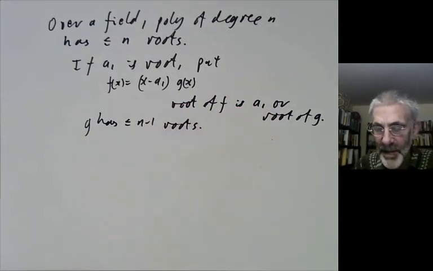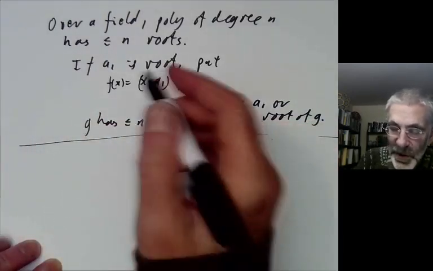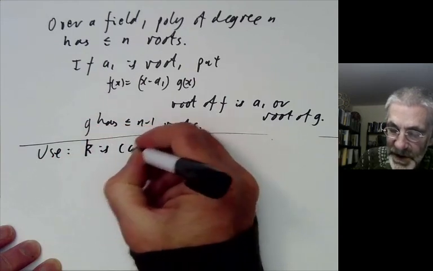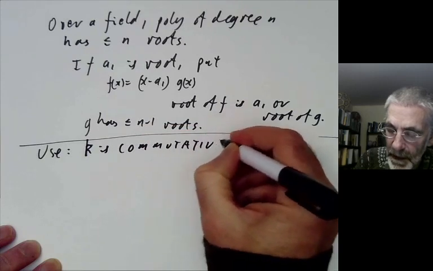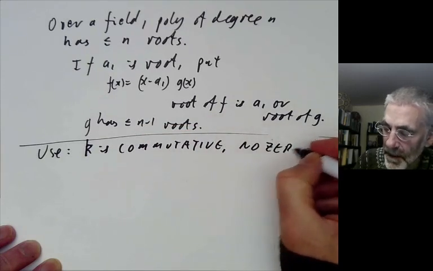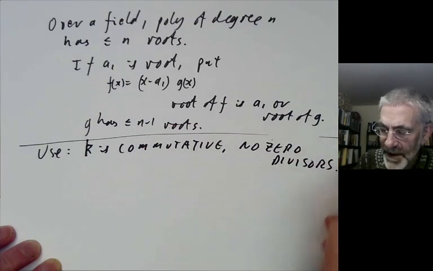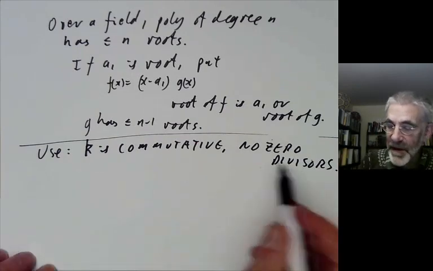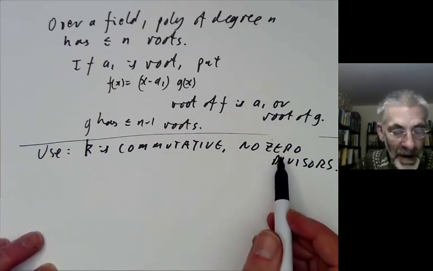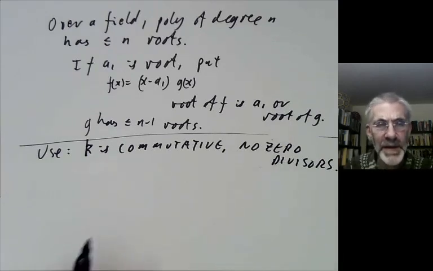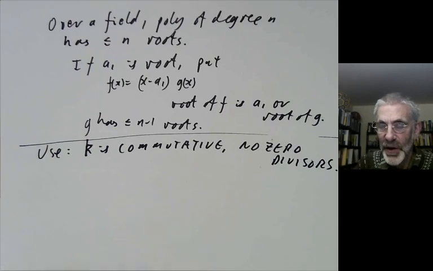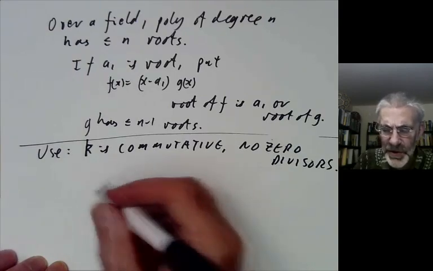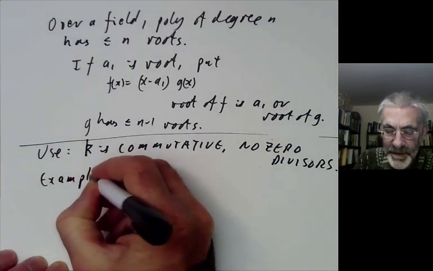Now we've got to be a bit careful about this, because we do need to use the fact that our field K is commutative and has no 0 divisors. And in fact, polynomials can have more than n roots if you're working over something which is non-commutative or has 0 divisors. And this is a bit disconcerting, because you're so used to thinking that a polynomial of degree n has at most n roots that it takes a bit of getting used to the fact this isn't actually always true. So let's have a couple of examples.